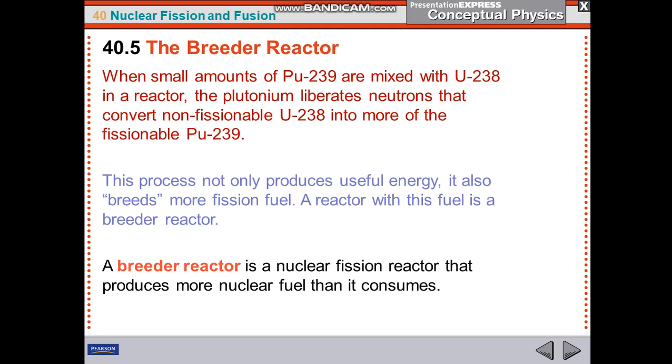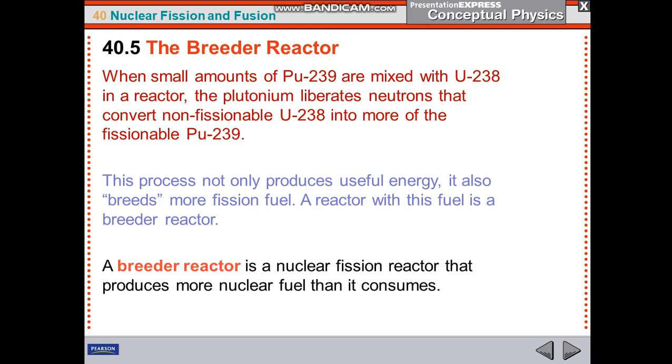So when uranium 238 is mixed with a small amount of plutonium 239, the plutonium liberates neutrons that convert non-fissionable uranium 238 into more of the fissionable plutonium 239. So this process not only produces useful energy, it also breeds more fission fuel. A reactor with this fuel is a breeder reactor. So you can see now this is a kind of breeding.